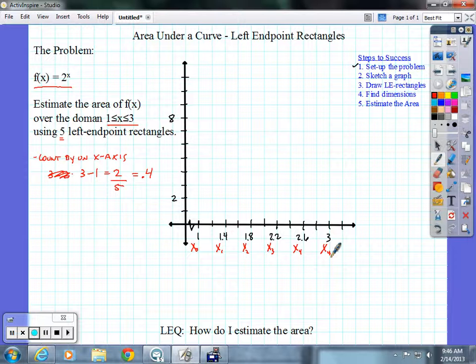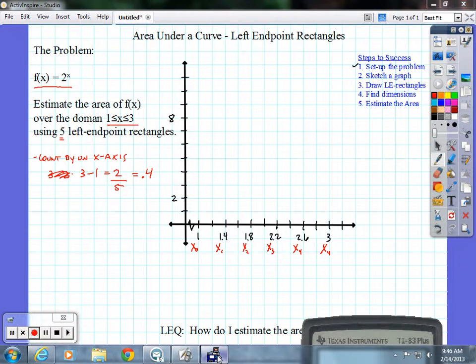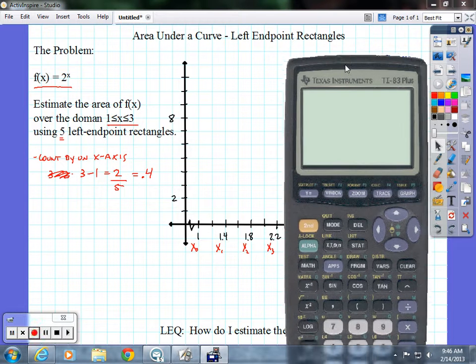Once we have the problem set up, now it's time to sketch the graph. That's where you want to use the calculator. The calculator is going to be your friend here, and we want to make sure we use it to the best of our ability.